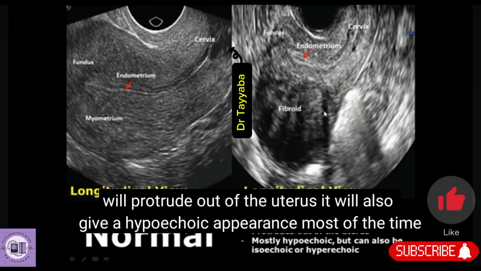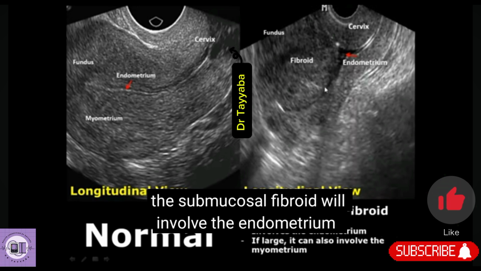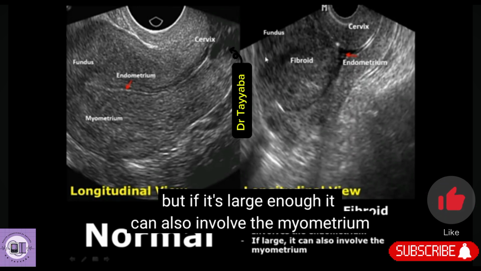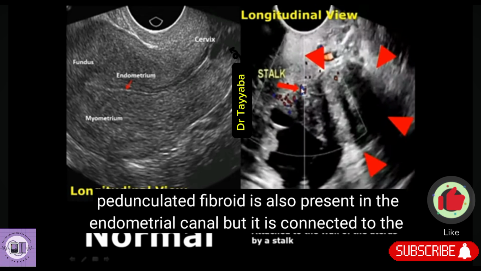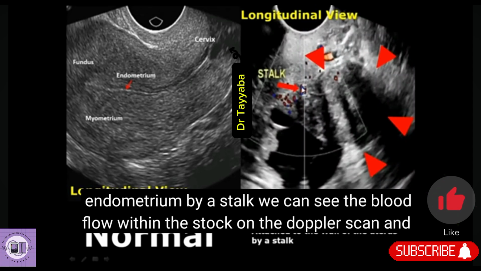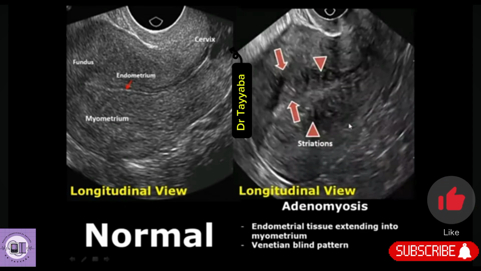The subserosal fibroid will protrude out of the uterus. It will also give a hypoechoic appearance most of the time. The submucosal fibroid will involve the endometrium, but if it's large enough, it can also involve the myometrium. Pedunculated fibroid is also present in the endometrial canal, but it is connected to the endometrium by a stalk. We can see the blood flow within the stalk on the Doppler scan, and this one has some calcifications which give posterior acoustic shadowing.